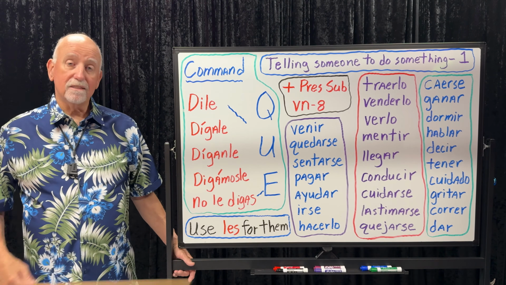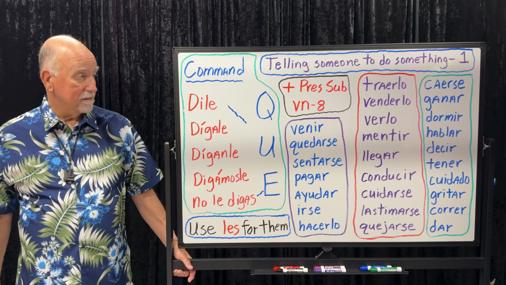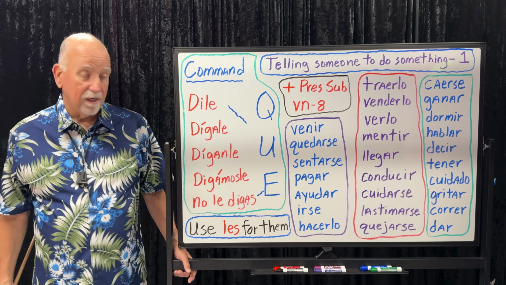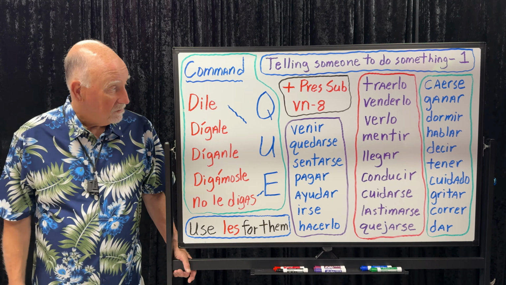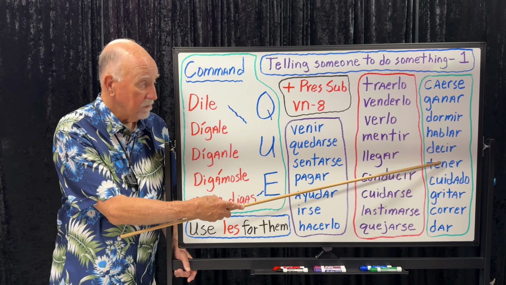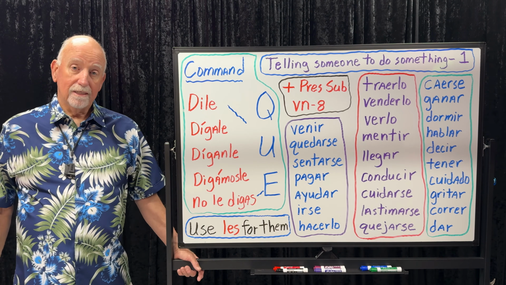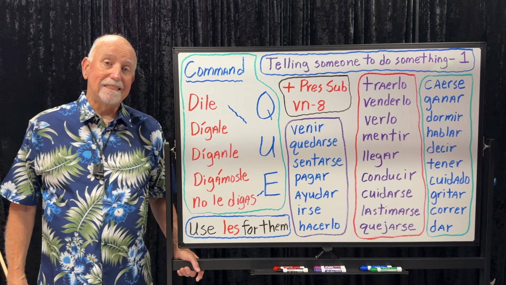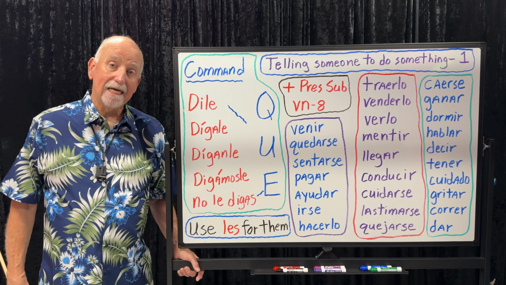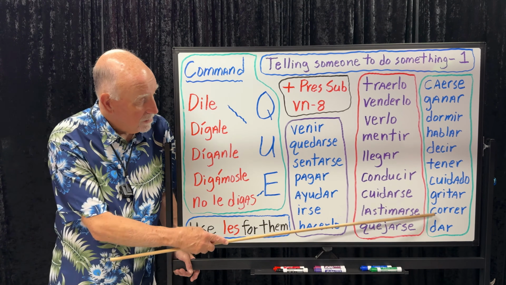Dígale, díganle is the usted and ustedes commands. Let's go with the usted command. You're talking to an usted person, right? You want to say, tell her to be careful. Dígale que tenga cuidado. Tell them to be careful. Dígales que tengan cuidado.